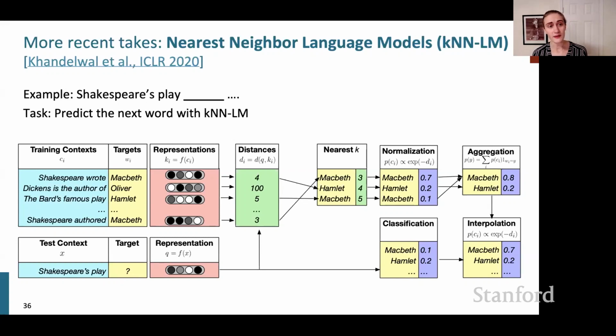They also have some cool experiments that show that this is very good for domain adaptation. If you take your language model and you have a new domain that you want to apply it to, you could just create a nearest neighbor data store of your new domain.